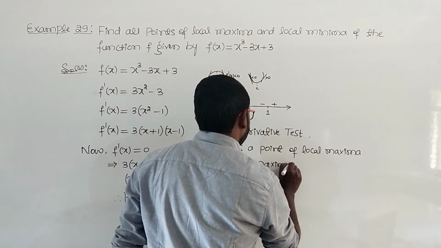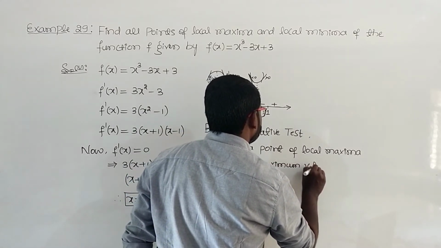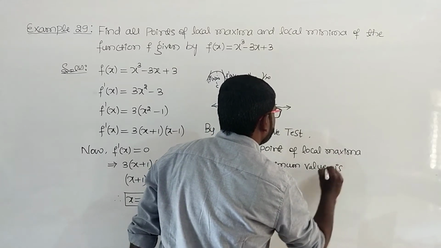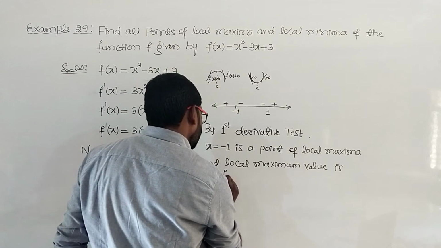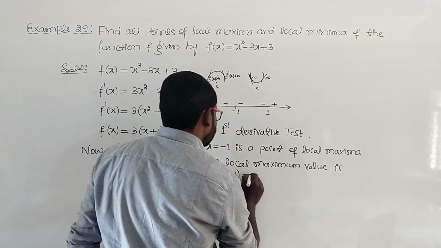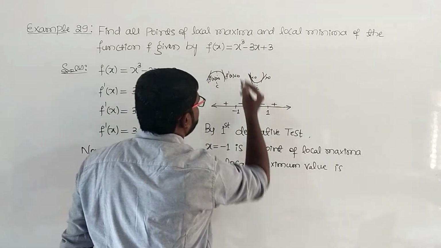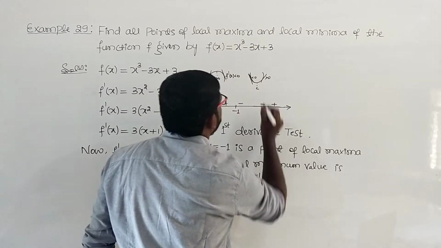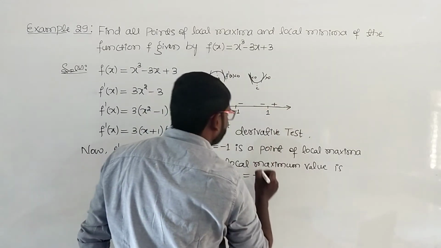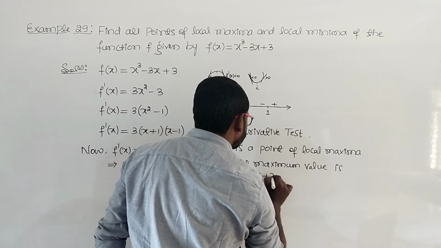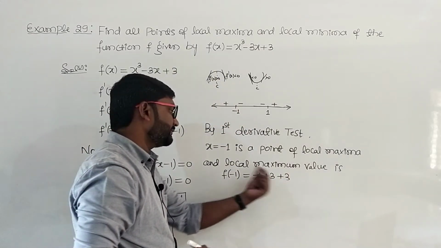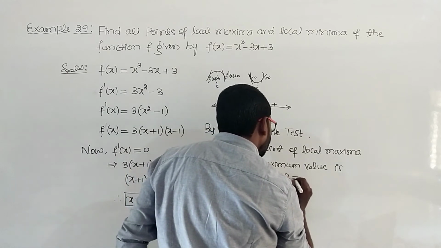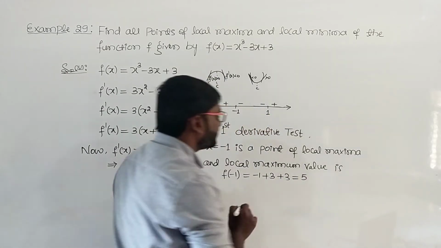What is that? f of minus 1, which is equal to minus 1 cube, that is minus 1. Then minus 3 into minus 1 will be plus 3. Then plus 3, write it as it is. So now 3 plus 3 is 6, minus 1 will be 5. So the local maximum value is 5.